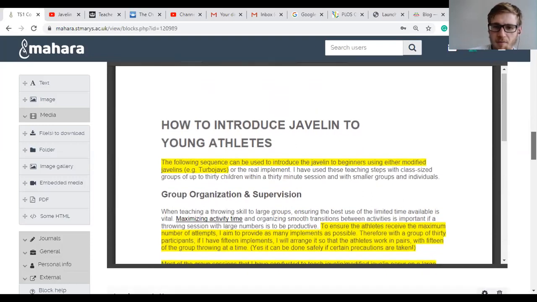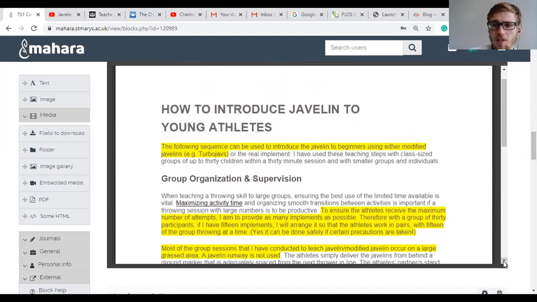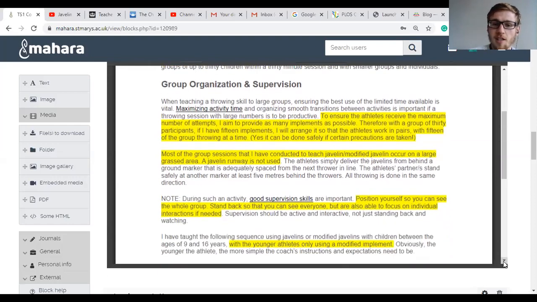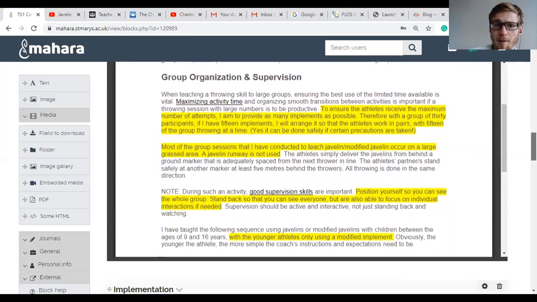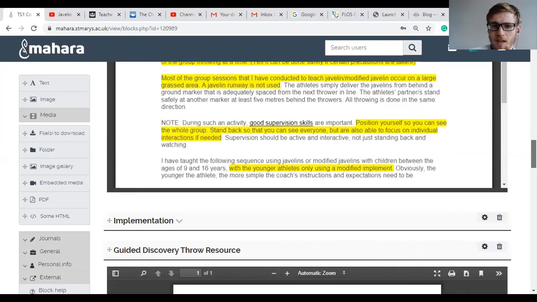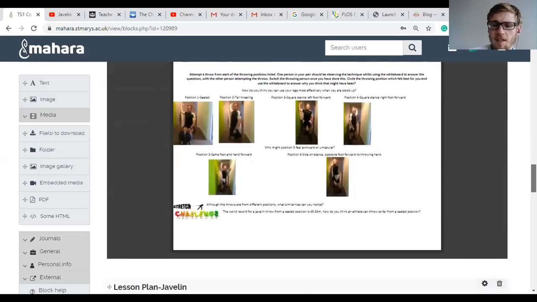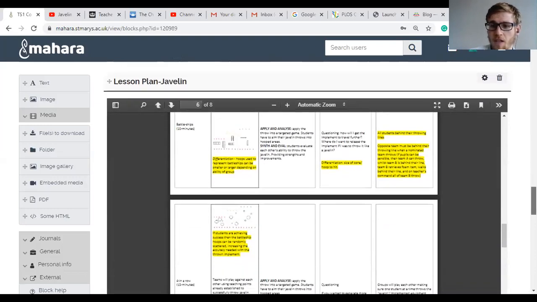So the key points that I picked up from looking at this blog was making sure it's fun and engaging, ensuring that athletes or pupils have the maximum number of attempts within the shortest time frame possible, because the traditionalist way of teaching javelin eats up a lot of time just because of the natural safety concerns, and making sure that I was positioned in such a way that I could watch all pupils at all times. So what I took from this and how I implemented what I learned from this blog into my lesson plan was we decided to take away all the use of actual javelins.